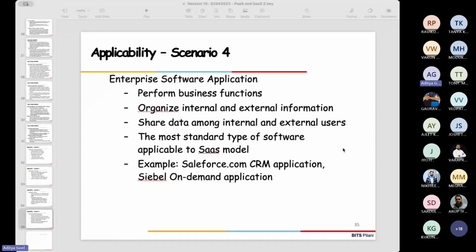The enterprise software application is the most standard type of software which is applicable to the SaaS model. Applications like CRM, ERPs, learning management systems, CMS, these are various applications which could fall into the category of software as a service. Okay.